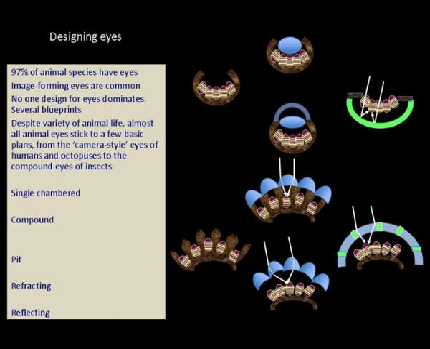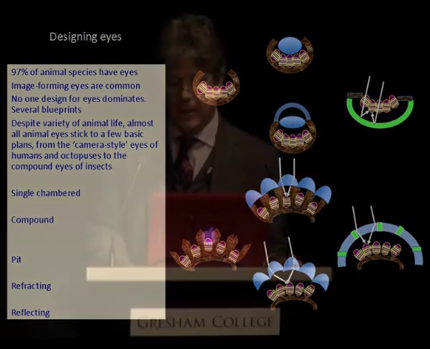These are very interesting eyes, because unlike our camera eyes, these give you an erect image, not an inverted image. You can also reflect. And there's various different ways animals use reflections to get an image, and a formed image on their eyes.